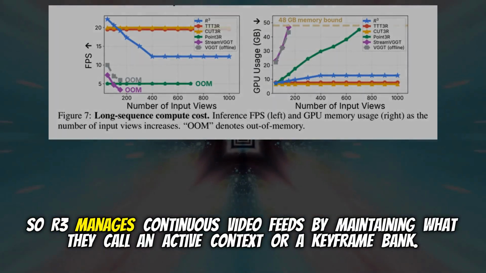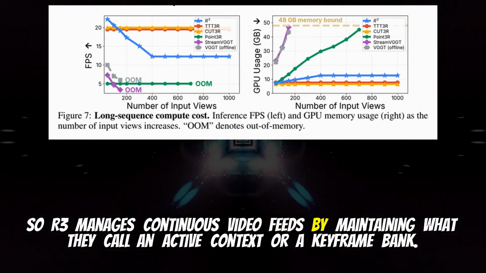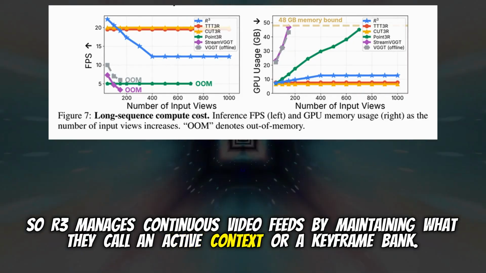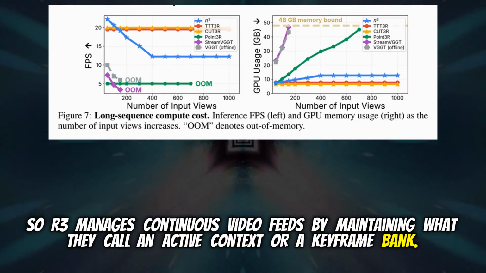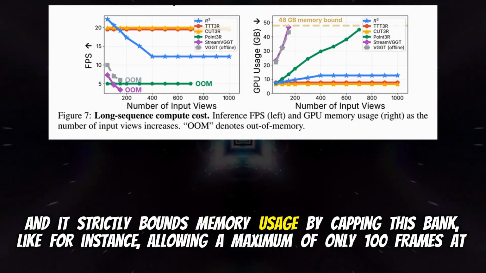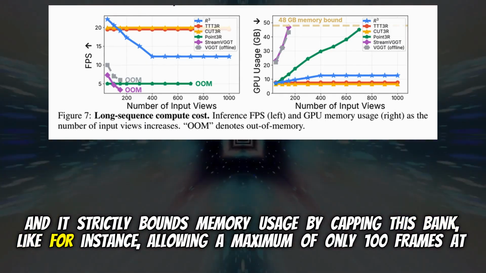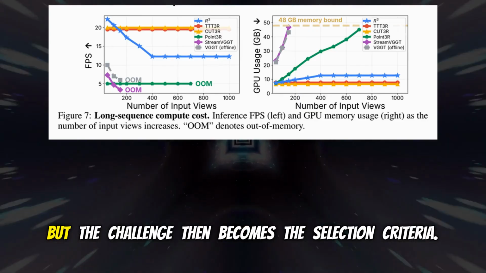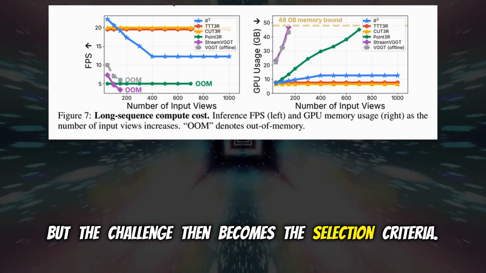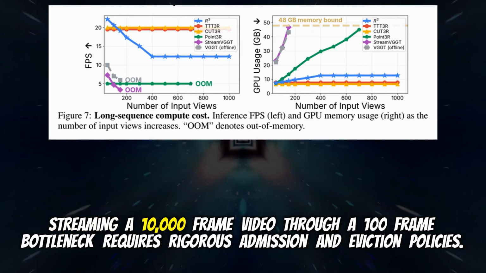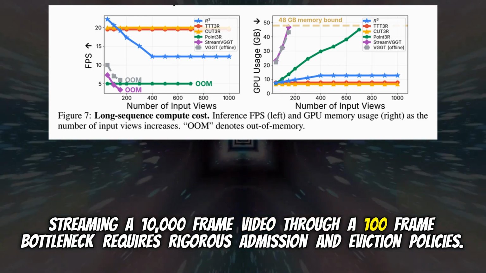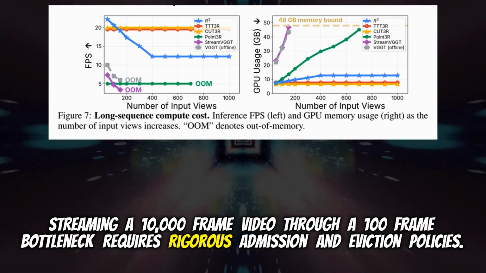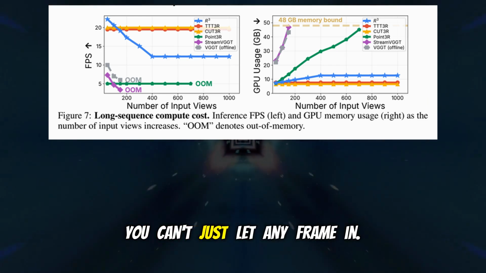So R3 manages continuous video feeds by maintaining what they call an active context, or a keyframe bank. And it strictly bounds memory usage by capping this bank. Like, for instance, allowing a maximum of only 100 frames at any given time. Yep. But the challenge then becomes the selection criteria. Streaming a 10,000 frame video through a 100 frame bottleneck requires rigorous admission and eviction policies. You can't just let any frame in.